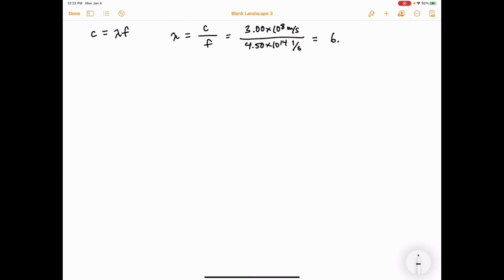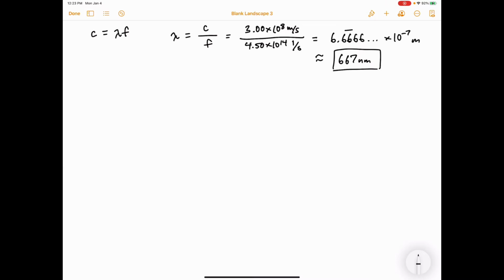If you calculate this, you'll get 6.6666 repeating times 10 to the minus 7 meters. We'll keep 3 sig figs on that. And if we convert this to nanometers, that would be 667 nanometers.